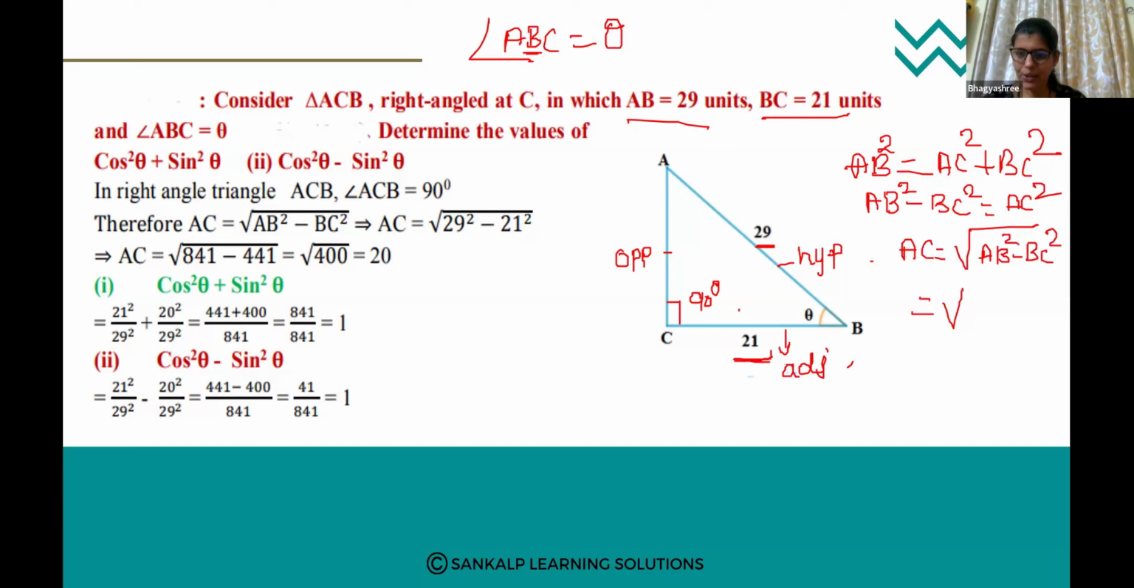AB value is 29 square minus BC value 21 square. Right? So 29 square is 841. 841 minus 21 square, which is 441. 841 minus 441 is 400. Square root of 400 is 20. Right? 20 is the value of which side? This is the value of the opposite side.